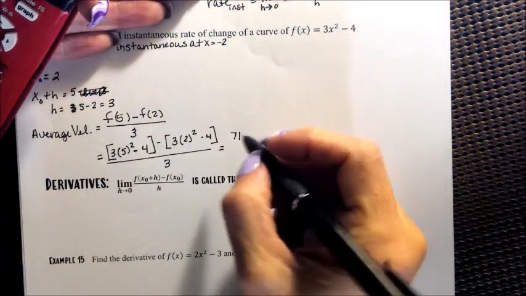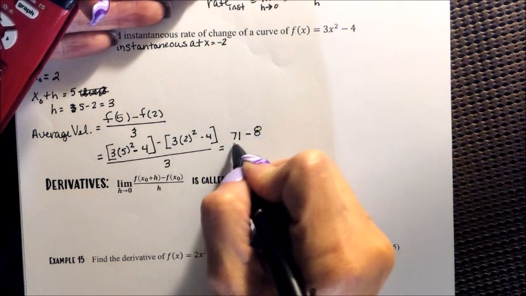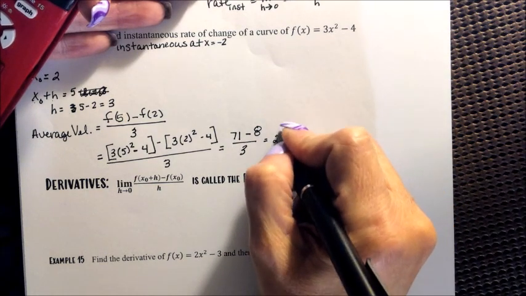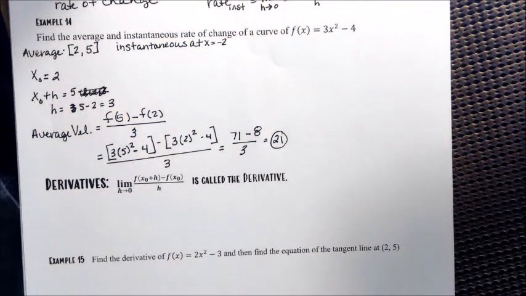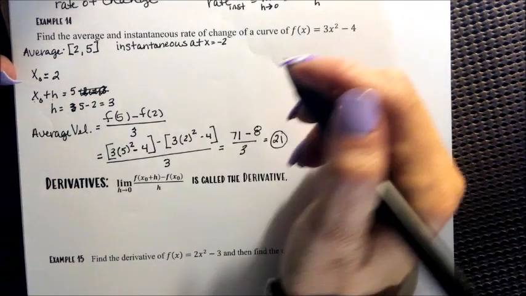71 minus, all of this is going to come out to be 8 over 3, which is going to be 21. All right, my numbers were right on my paper, but the numbers I plugged in here were incorrect. Okay, hopefully I get better at this.